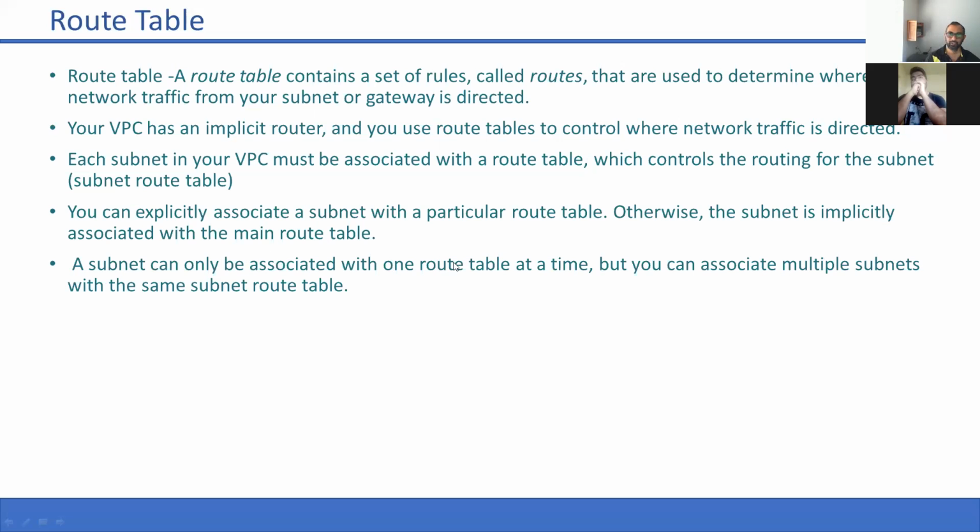Even if you do not create a route table, there will be a default route table. Just like when you create your EC2 instance, you have a default VPC wherein the EC2 instance gets associated with that VPC. In the same way, there will be a default route table. If you do not define any route table, it will get associated with the main route table.